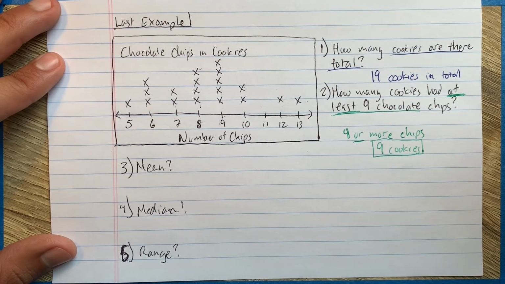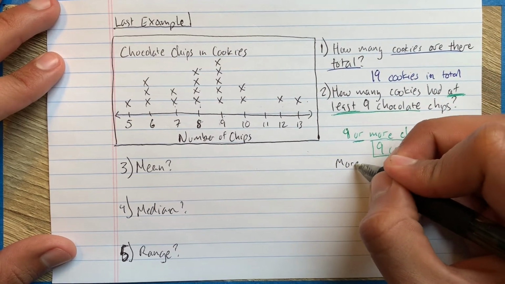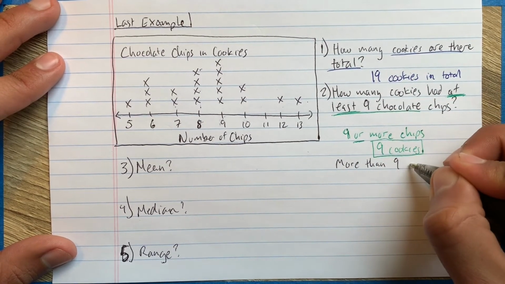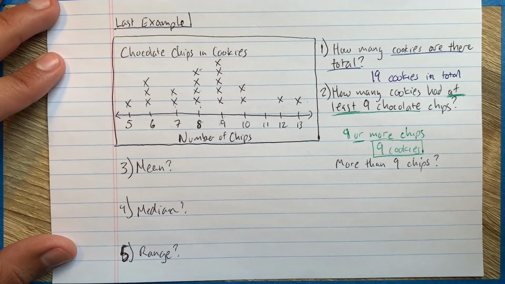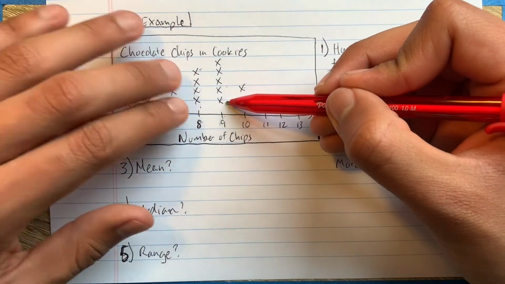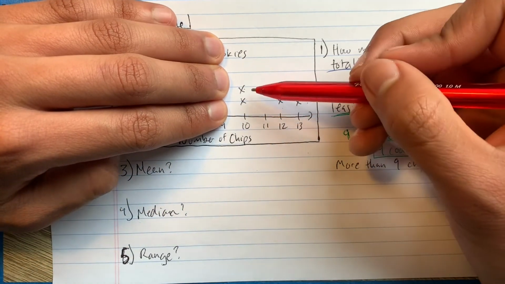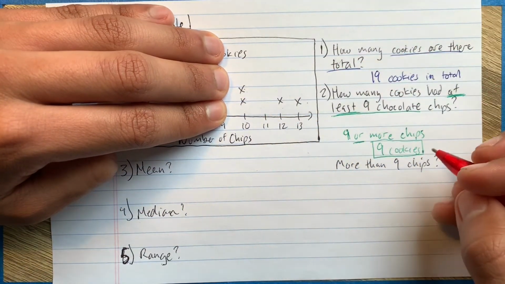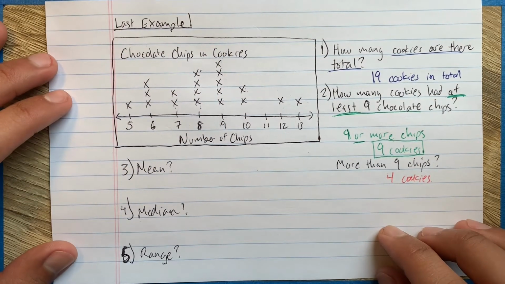Now this question would have been different. What if it had just said how many cookies had more than 9 chips? In that case, we would not count this column, because we want to know how many have more than 9. So we would just look at the values that are bigger than 9. Our answer would just be 4 cookies. Okay, we're almost finished.